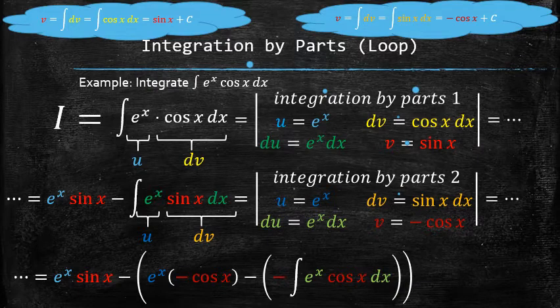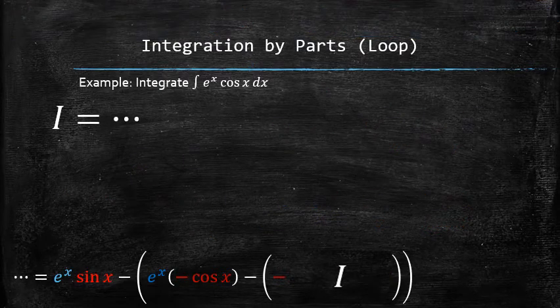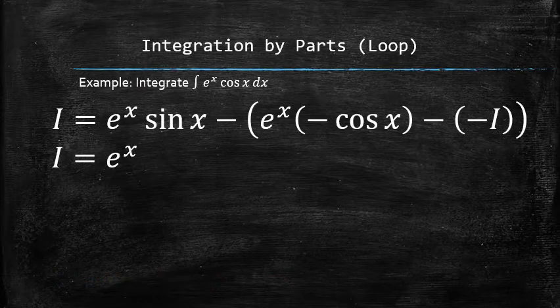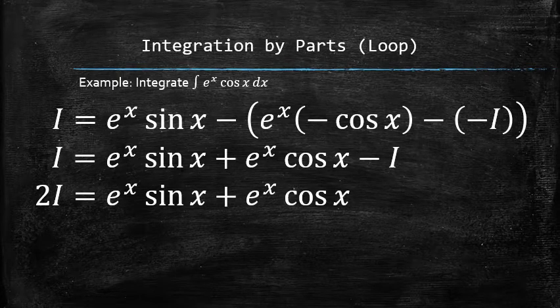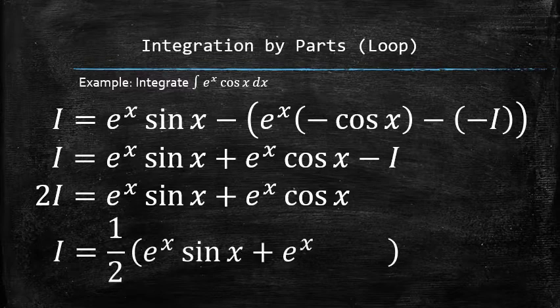We introduce I to replace the original integral everywhere it appears. After removing all the intermediate results, we now have the following equation in terms of I. We simplify the right-hand side. To collect all I's on one side, we add I to both sides. And to isolate I, we divide both sides by 2. And we add plus c to the result.